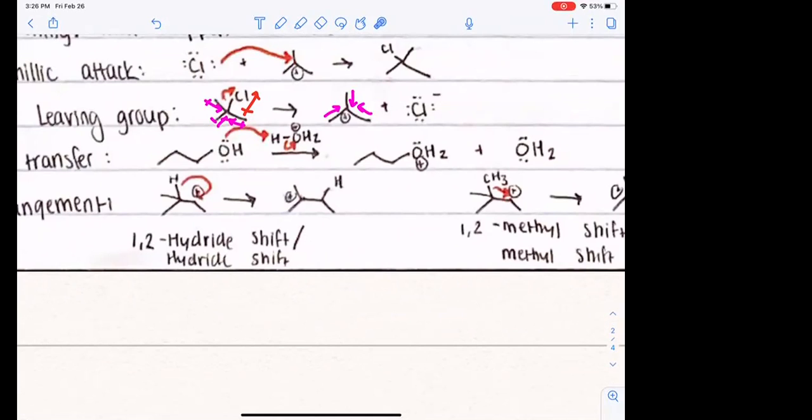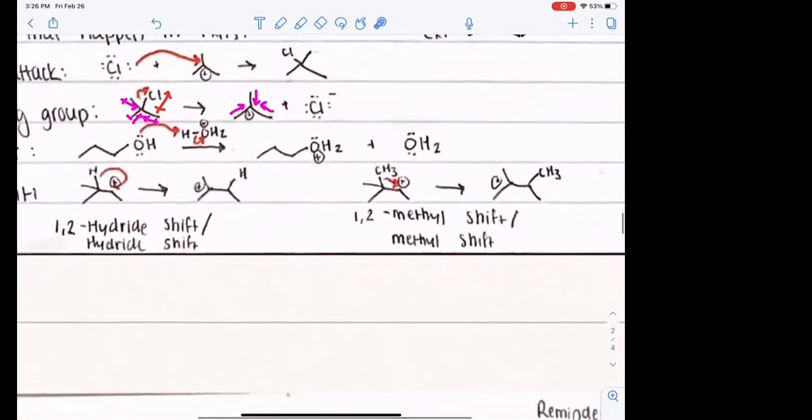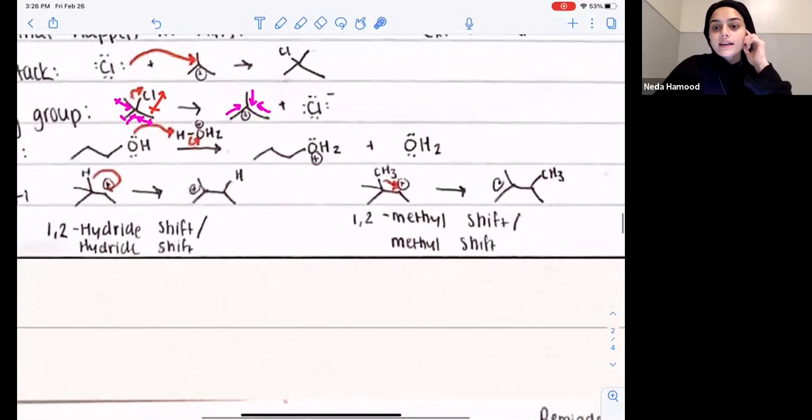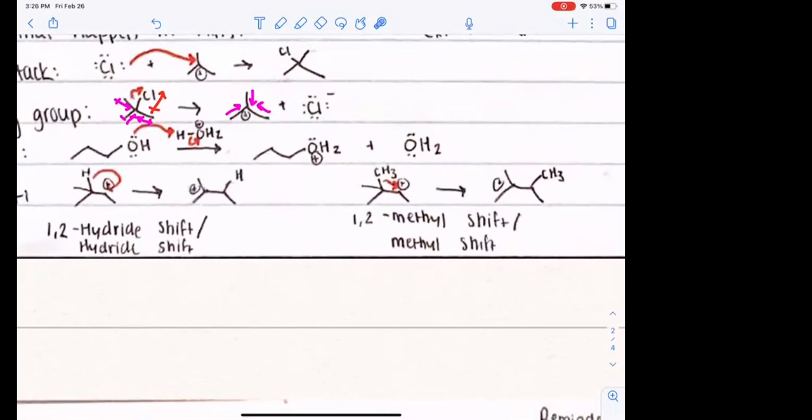For the rearrangements, are you talking about whether it's going to be substitution or elimination, like Sn1 or E1? Yeah, is it going to happen in Sn1, Sn2, E1, or E2? Where would we see rearrangement? That would happen in the Sn1, E's, but I forgot about the E's.